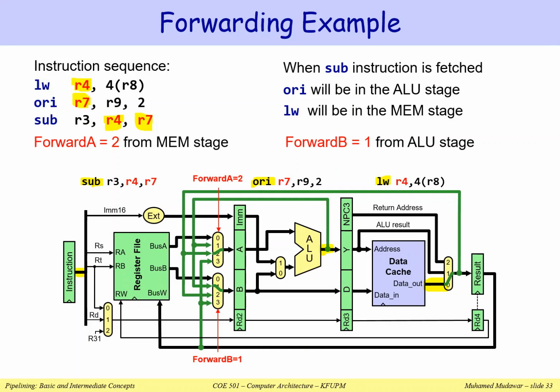Now notice that the subtract instruction is also going to read the values of R4 and R7 from the register file. Their values will be available on bus A and bus B, but these are old values. We are not going to select them or use them. In all cases we read from the register file, but we do not use these values. So forward A equal to 2 means that we are getting the value directly from the data cache and feeding it back to A. Forward B equal to 1 means that we are taking the output of the ALU and feeding it back to B.